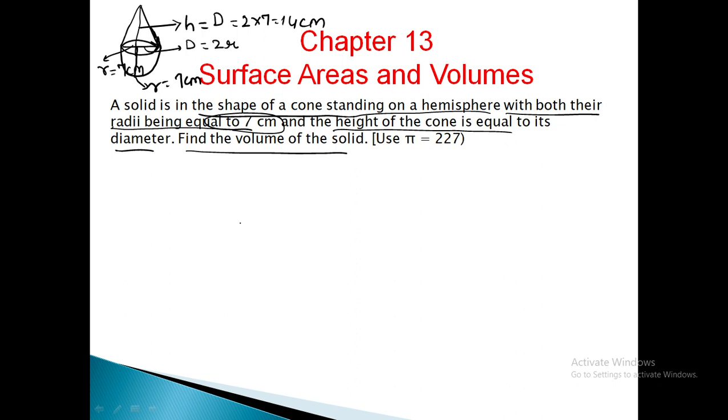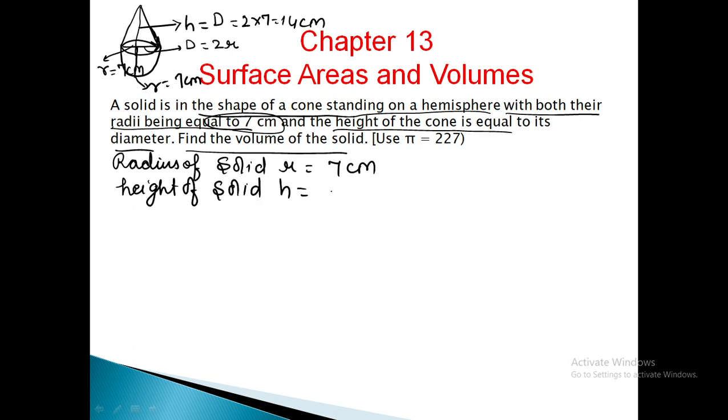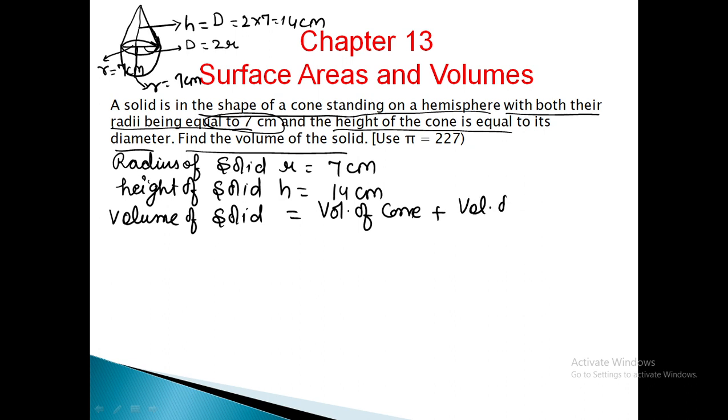Clear? So first of all, you have to write those things which are given in the question. We have given the radius of the solid, r is equal to 7 cm. Height of the solid, h is equal to 14 cm. And volume of the solid is equal to volume of cone plus volume of hemisphere.